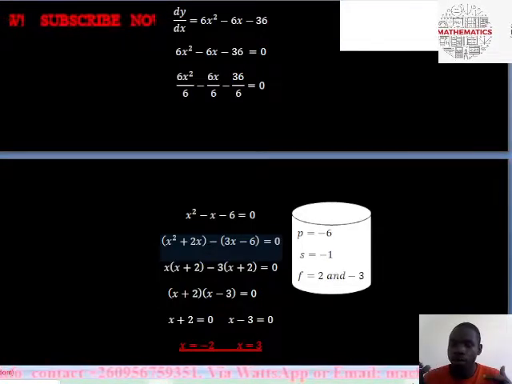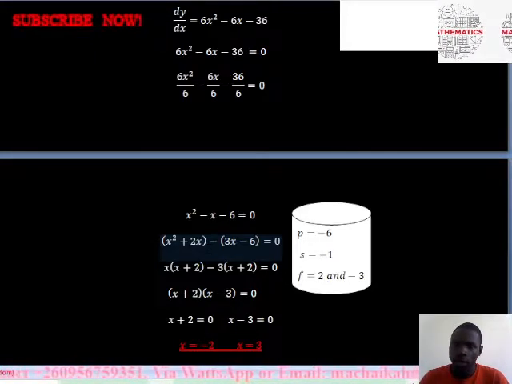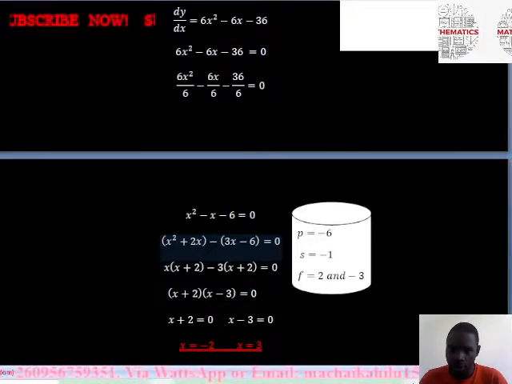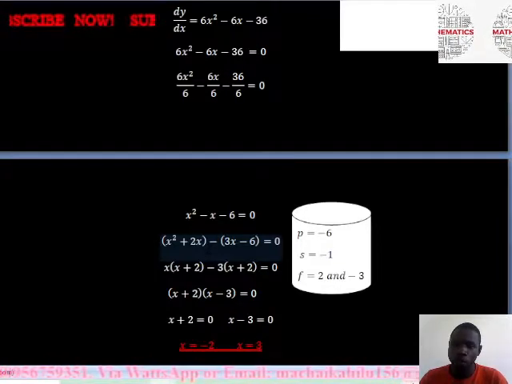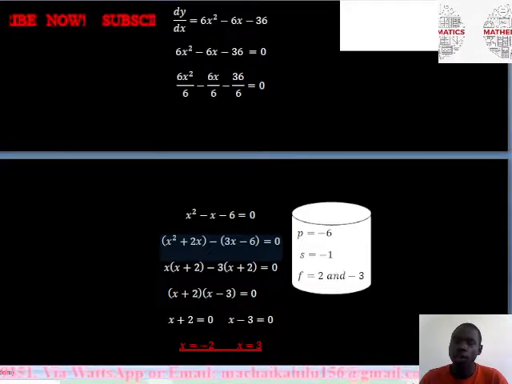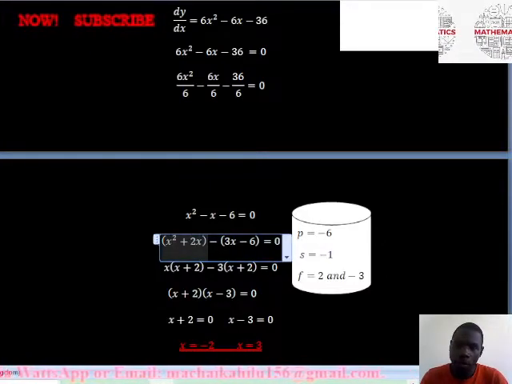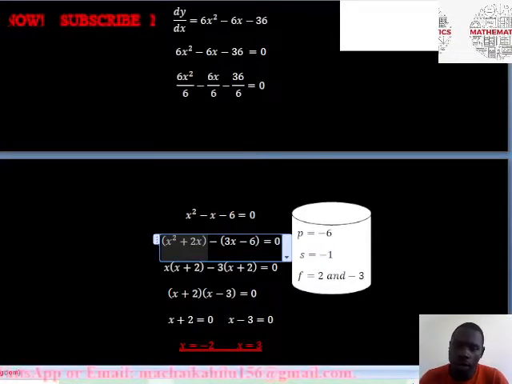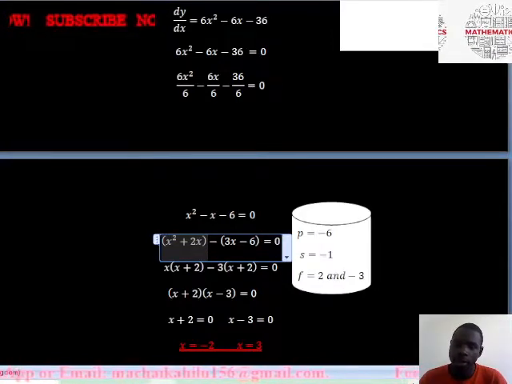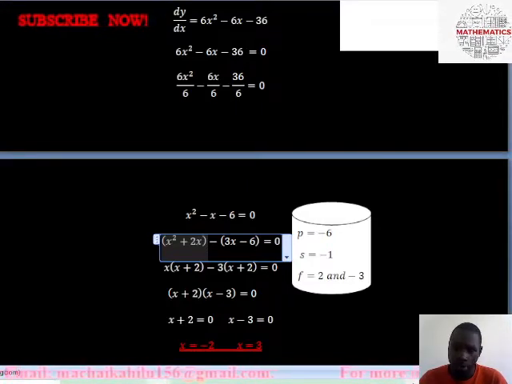Remember that I'm using the factorization method, so I need to factorize that expression or equation. When you factorize, I need to find the common factors. So here, have you seen that? x squared plus 2x. That is an expression on its own, so I need to factorize that one first.